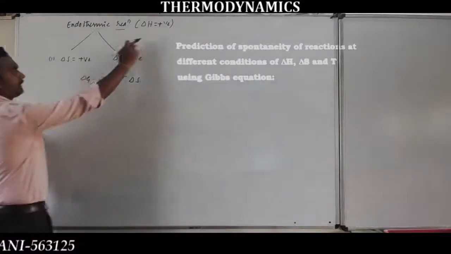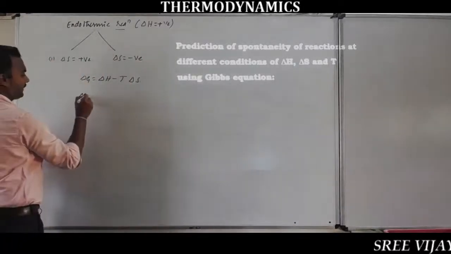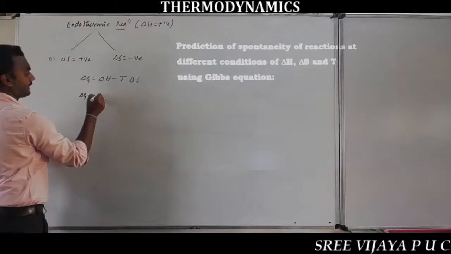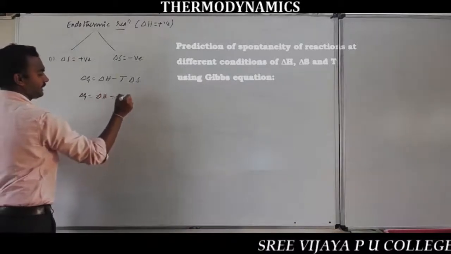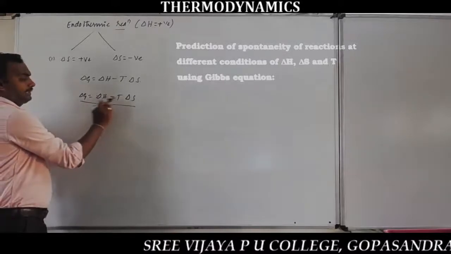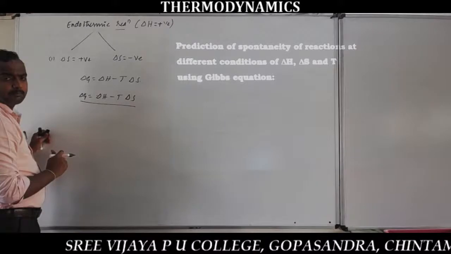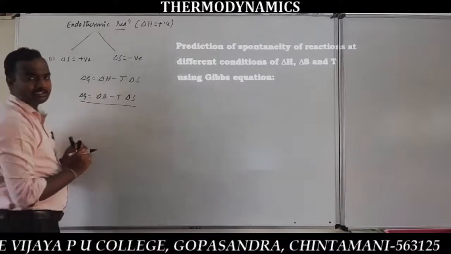So first condition, delta H is positive, delta S is positive. So delta G is equal to delta H, which is positive, minus T into delta S, which is also positive. Same equation comes. Again here the signs are different, so minus and plus. Again this depends on temperature. So at what condition of temperature the reaction becomes spontaneous or non spontaneous.